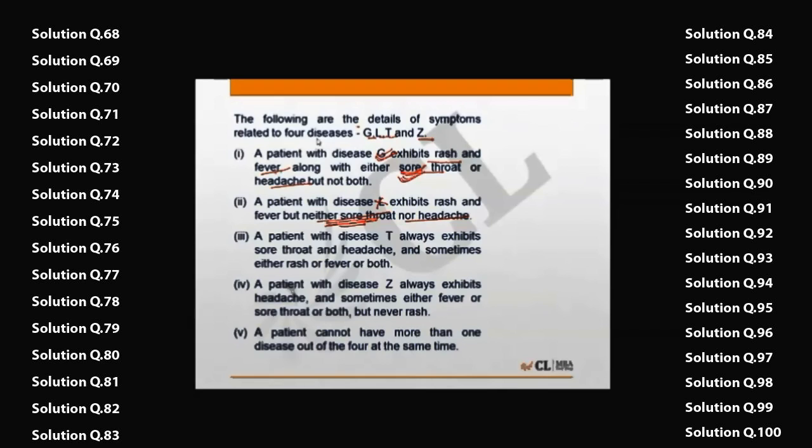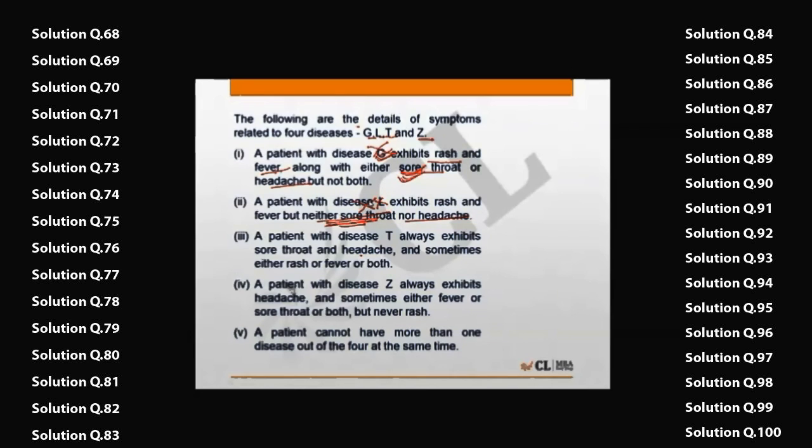So look at the first condition. This condition says that a patient with disease G exhibits rash. So the very fact that a patient with disease G exhibits rash means that our patient in the second question of the set cannot be suffering from disease G. So we straight away rule it out. Now the second condition tells us that a patient with disease L exhibits rash and fever. Again, a patient who has disease L exhibits rash, but our patient does not exhibit rash. So again, our patient cannot be suffering from disease L either. So this also we rule out.